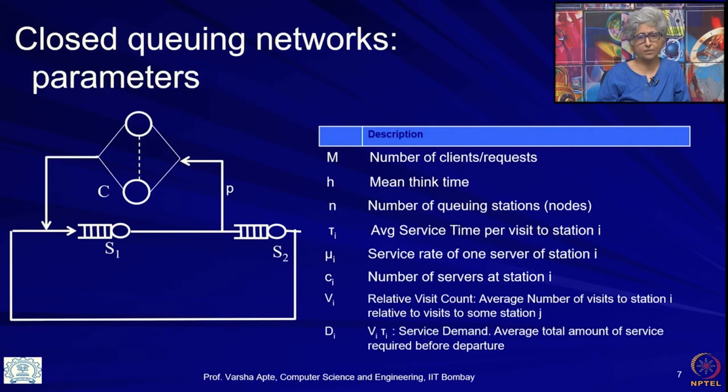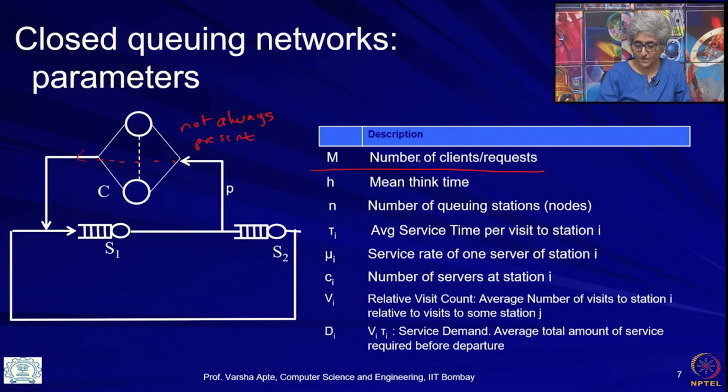So, these are the typical parameters of the closed queuing networks. M is the number of clients if there is a client node. Okay, this is not always there. Not always present, but if you are modeling the users explicitly, then it is present. Otherwise, it would be the kind of a closed queuing network where you are just going through this without modeling this explicitly.